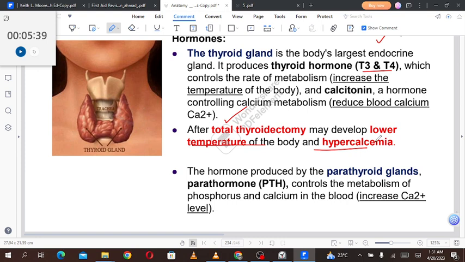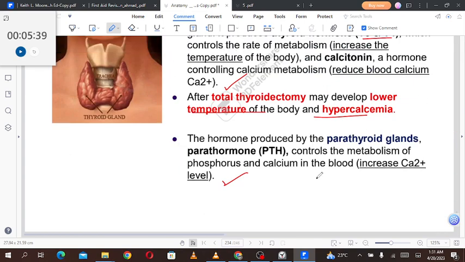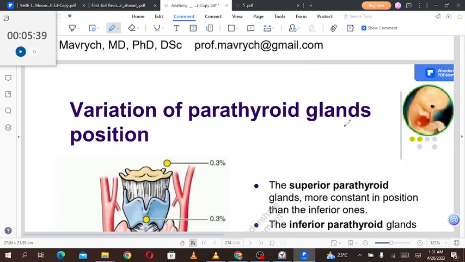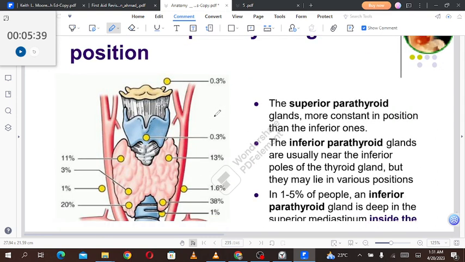The hormone produced by the parathyroid glands is parathyroid hormone, which controls the metabolism of phosphorus and calcium. Parathyroid hormone increases phosphorus wasting and calcium conservation in the blood, increasing the calcium level. The parathyroid hormone functions opposite to calcitonin. Then we have variation of the parathyroid gland position. So these are the variations.